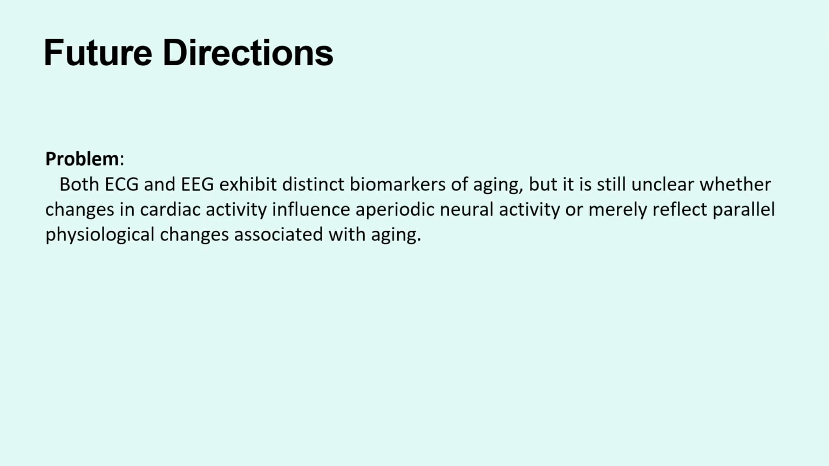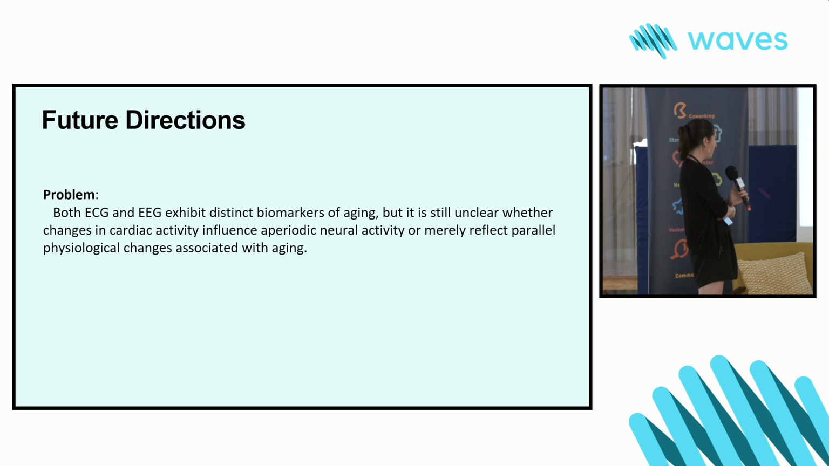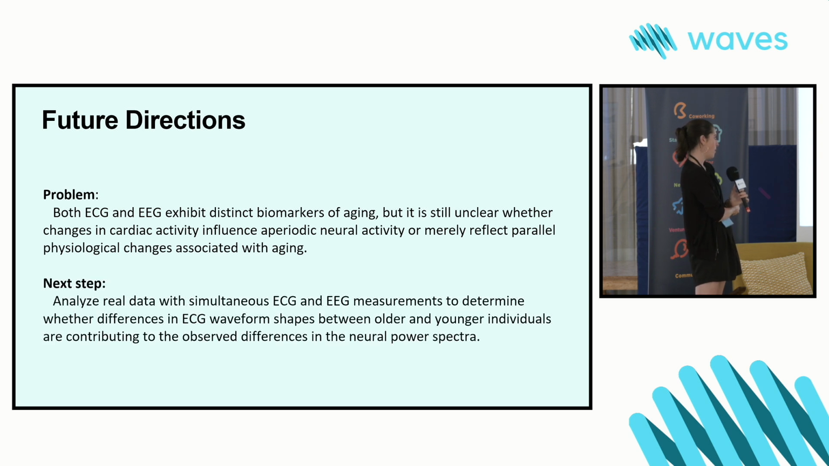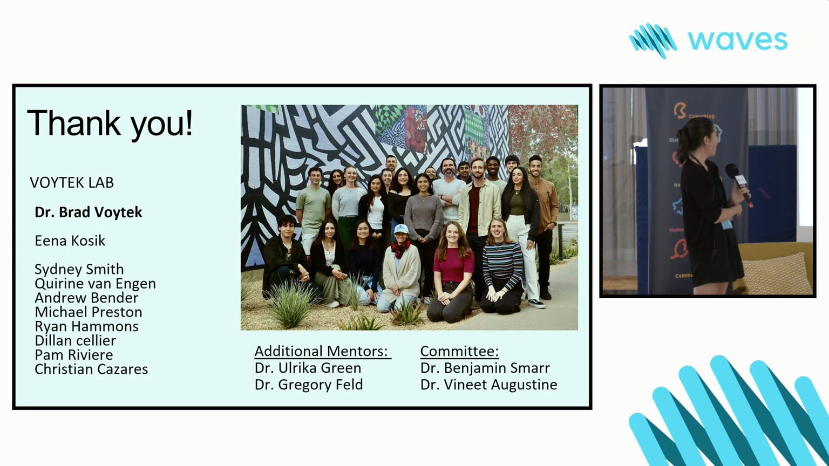So for future directions, we still have this question of how these signals are changing with age, and how the tissues are changing in parallel, or maybe interacting. The next step that I'm working on right now is analyzing the simultaneous recordings of ECG and EEG in real humans, and then replicating this digital twin idea in real human data and asking about age effects. And thank you.